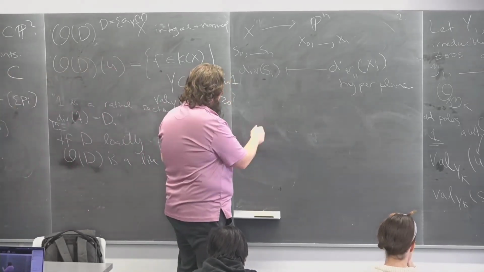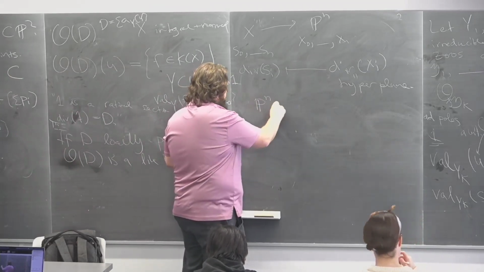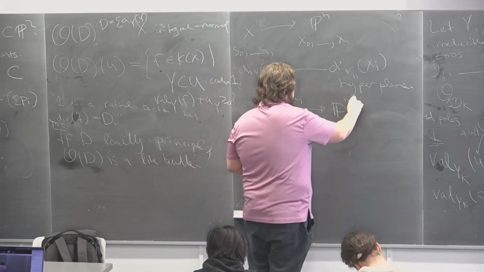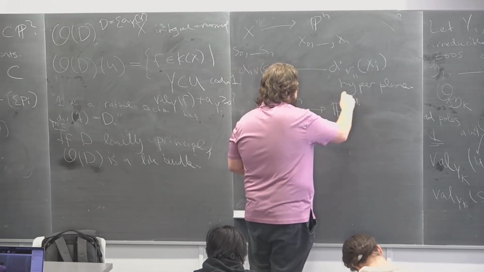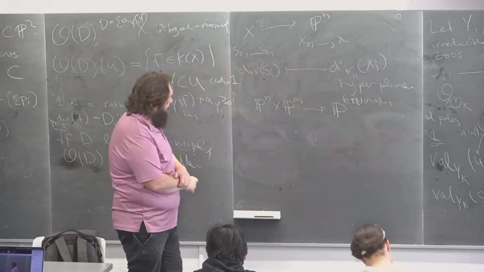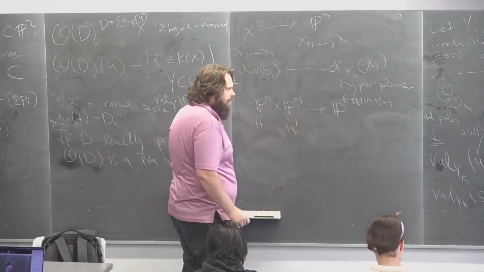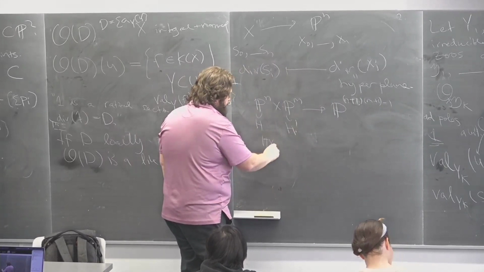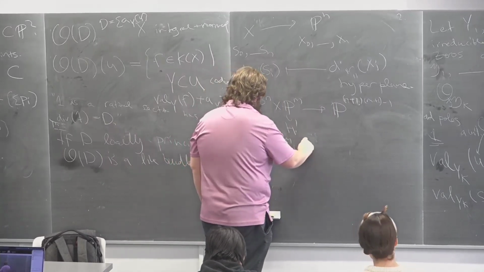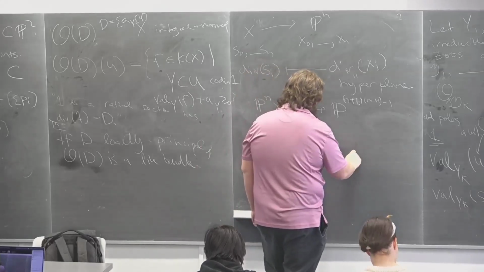But for example, right, we had talked about this Segre embedding, where I take Pn times Pm going into P(n+1)(m+1) minus 1. And exactly what I'm doing here is I'm saying, if I take a hyperplane in here and a hyperplane in here, then H times Pm union Pn times H prime should be the pre-image of a hyperplane.